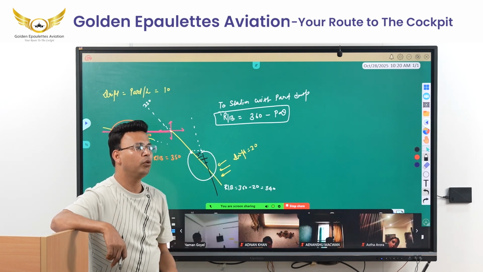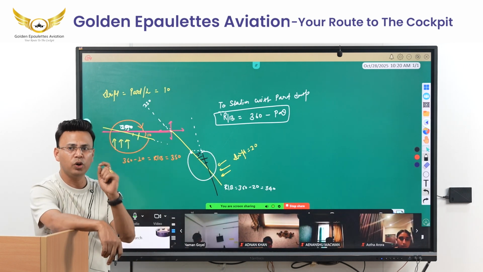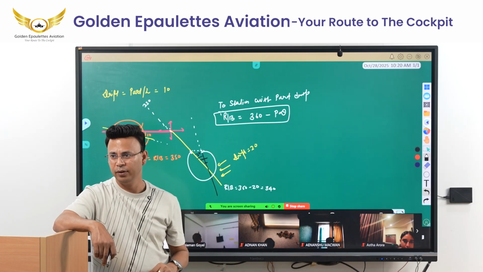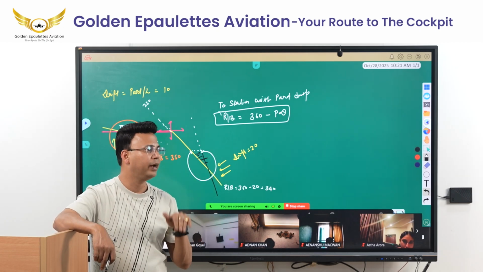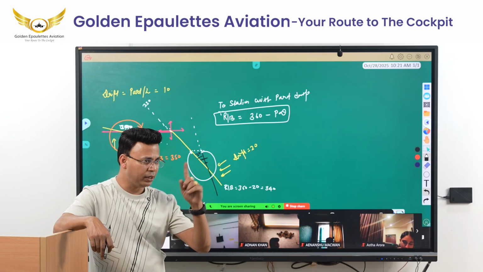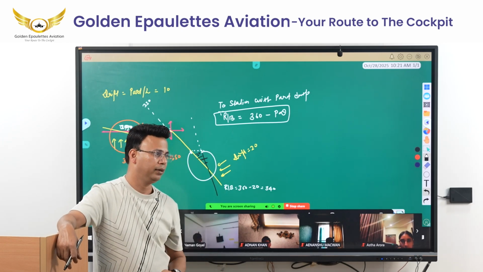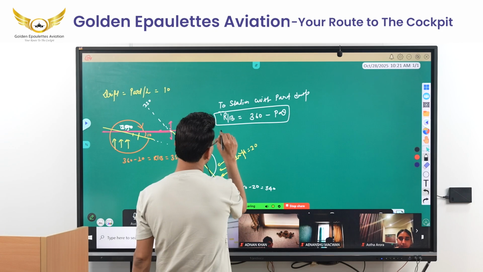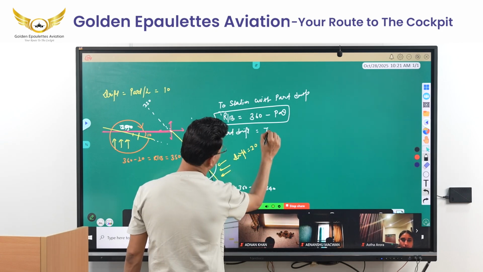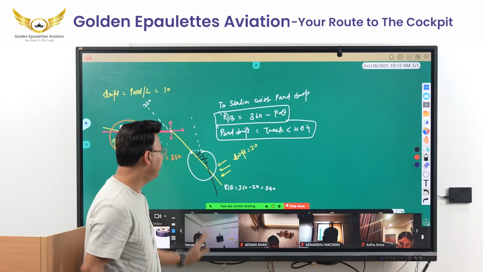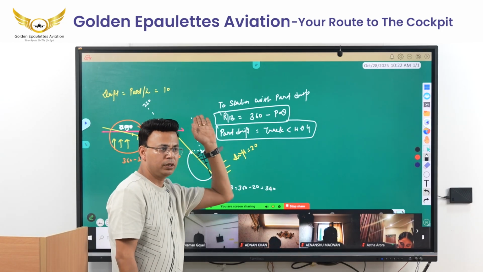So can we conclude, whenever you have a port drift, your heading is greater than track, or track is less than heading. While in case of starboard drift, your track was more than heading. So very important, in case of port drift, your track will always be lesser than heading. Till now we have only seen when we are going towards the station.